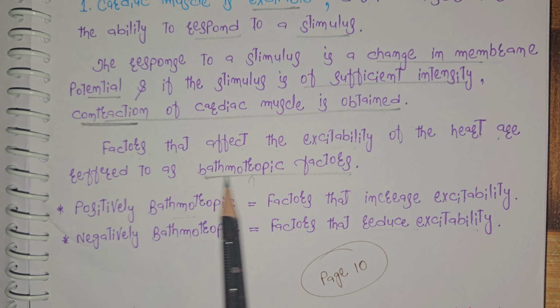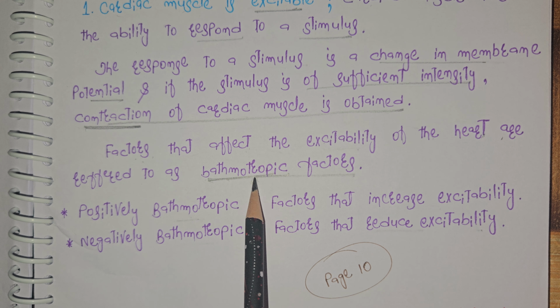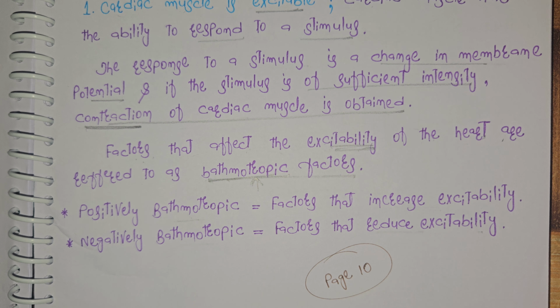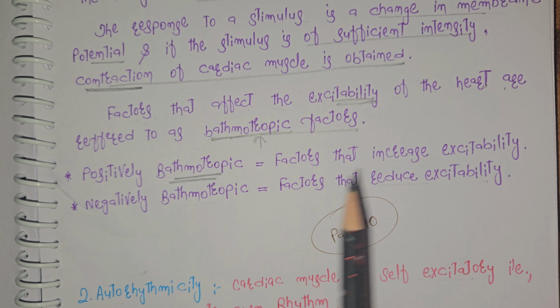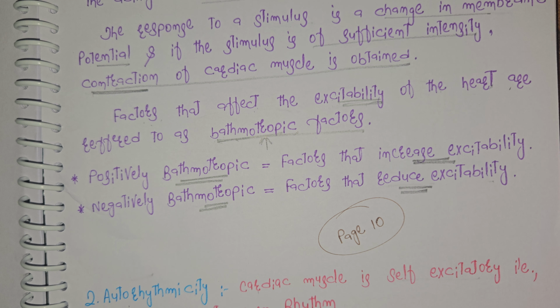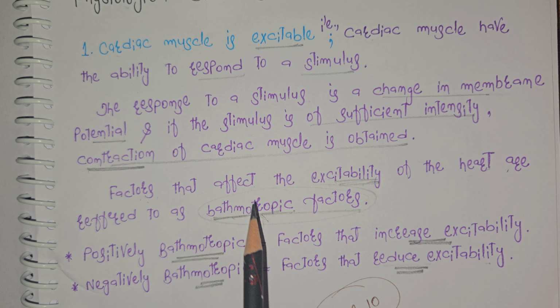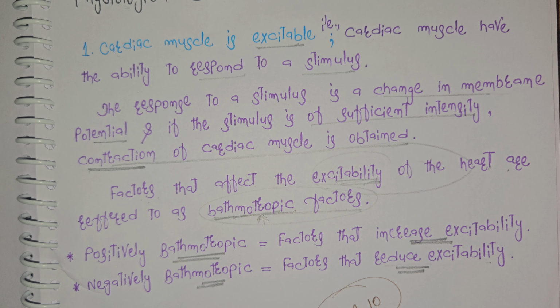Now, the factors that affect the excitability of the heart are called as the bathmotropic factors. Bathmotropic factors are those factors which affect the excitability of the heart. We have the positively bathmotropic factors which increase the excitability, and negatively bathmotropic factors that reduce the excitability. Clear so far?